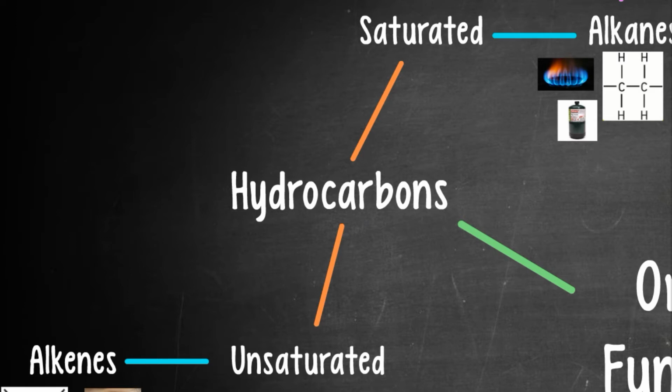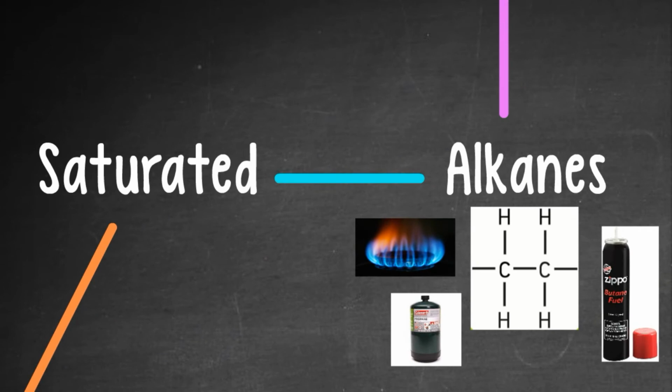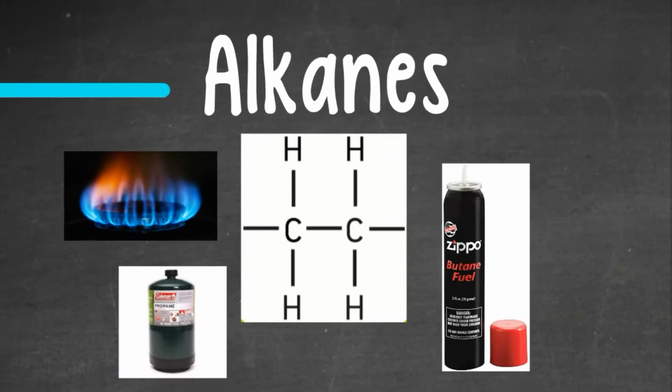So let's start with the saturated hydrocarbons, which are alkanes. Some examples of alkanes are methane, butane, propane, anything that basically ends in -ane. You can identify if you have an alkane because the molecule will have carbon-carbon single bonds. Now there's a derivative of alkanes that contain halogens.